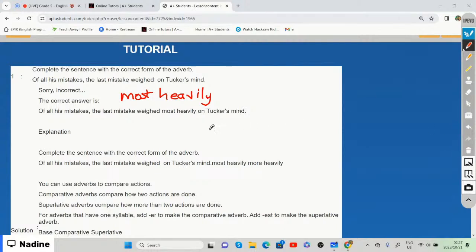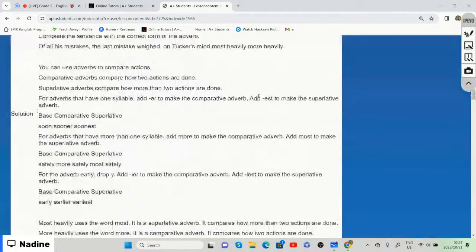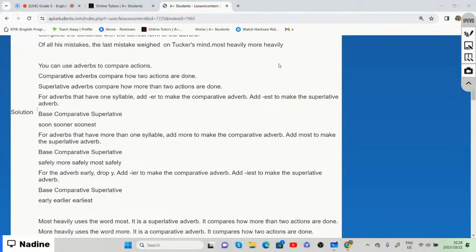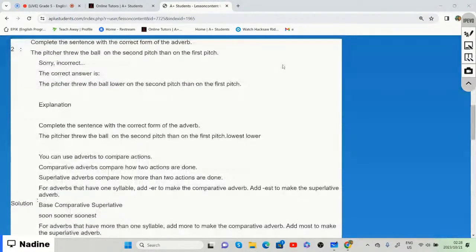All right. So we can use adverbs to compare actions, and we see that we use comparative adverbs as well as superlative adverbs to show that two actions are done or more than two actions are being done. So we're going to the next one that says complete the sentence with the correct form of adverb.